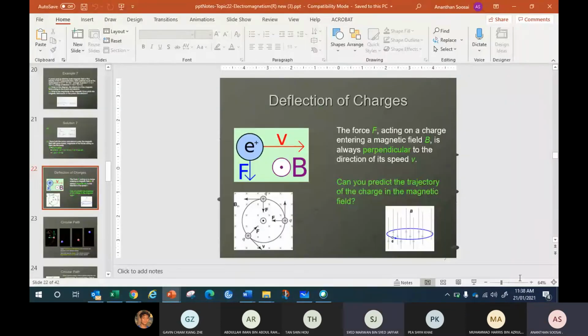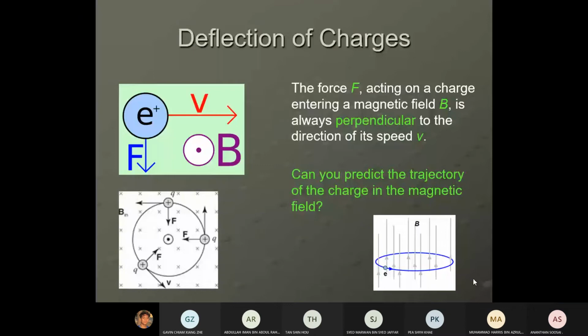So go back to this PowerPoint. You see the second diagram here. When the positive charge is moving, the force is always acting towards the center, so it makes a circular path. The magnetic force acts as the centripetal force of the charged particle, therefore resulting in a circular path. Because the charged particle moves in a circular path, now the discussion gets a little more complex.